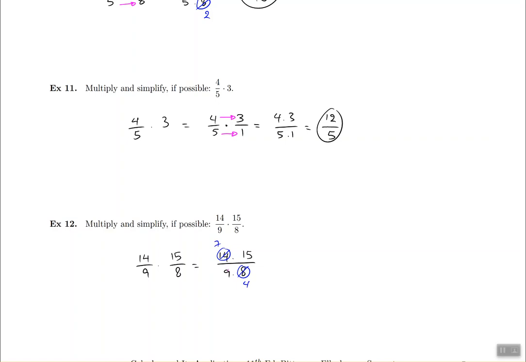Similarly, I could do the same thing with 9 and 15. I can divide them both by 3 to get 3 and 5, just like that. And the solution so far is 7 times 5 divided by 3 times 4. Now, always double check. Maybe you've missed a couple of numbers. Maybe you can still reduce it. In this case, I cannot reduce 7 with 3 or with 4. Same thing with 5 and 3, 5 and 4. Nothing can be reduced, so I'm going to multiply and get 35 over 12 as my final answer.